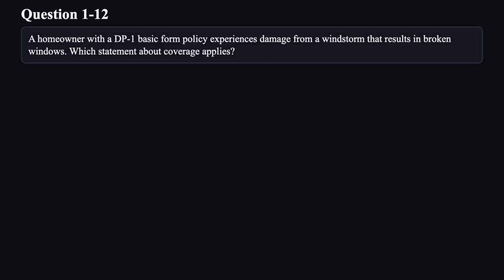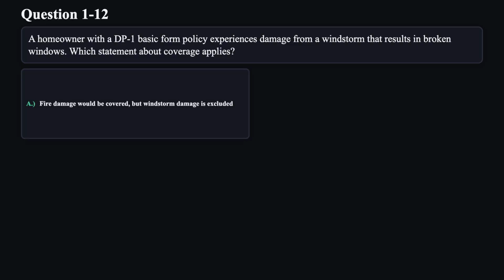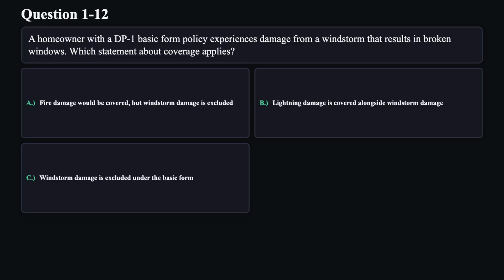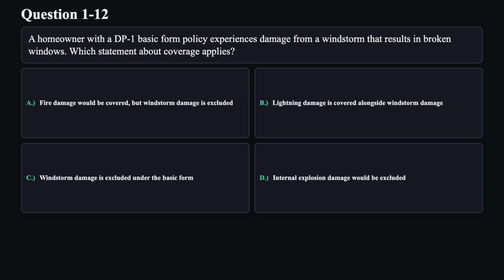Question 12. A homeowner with a DP1 basic form policy experiences damage from a windstorm that results in broken windows. Which statement about coverage applies? A. Fire damage would be covered, but windstorm damage is excluded. B. Lightning damage is covered alongside windstorm damage. C. Windstorm damage is excluded under the basic form. D. Internal explosion damage would be excluded.